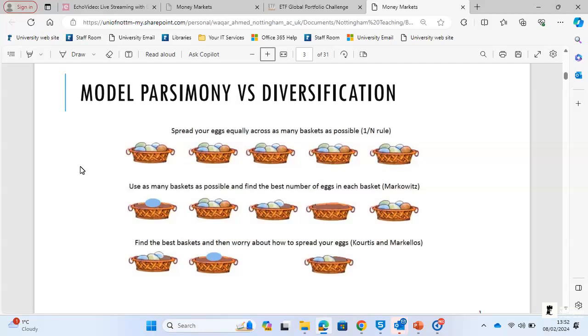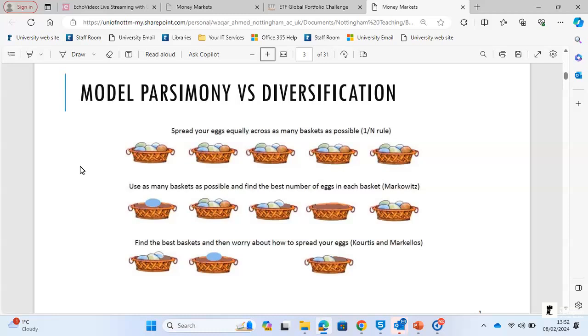So the next question that I asked you on the slide is: if you want to create a portfolio, which assets are you going to choose, and how are you going to choose those assets? There are different ways to create a portfolio or diversify. So if you look at this simple way of presenting diversification.